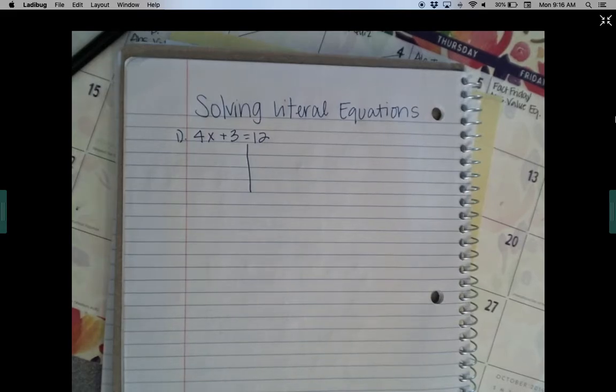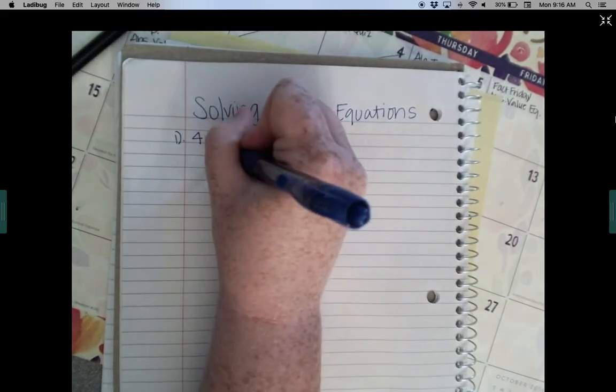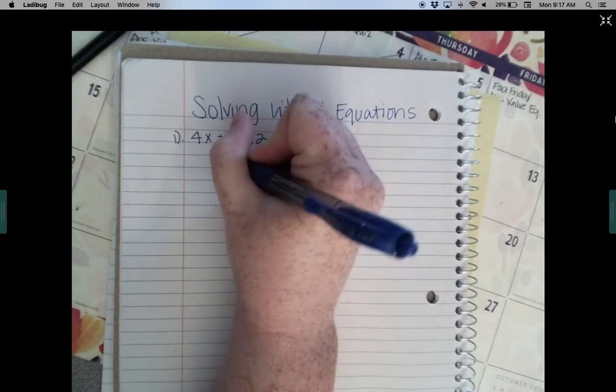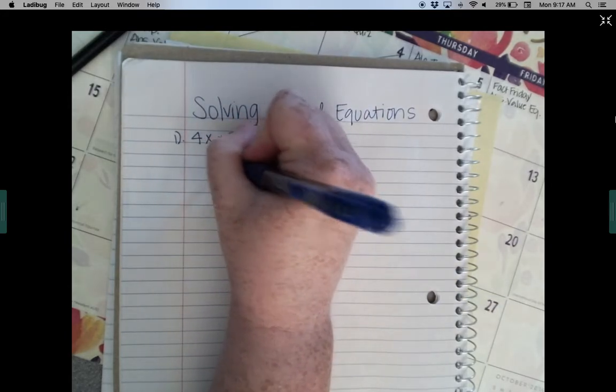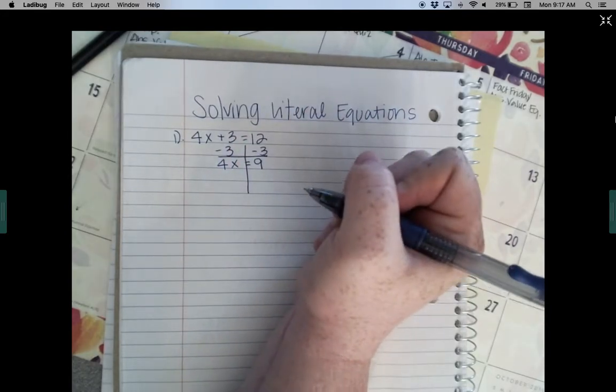So what do I need to do first? Peyton? Minus 3. Subtract 3, perfect. From both sides. So a positive 3 minus 3 is 0. So on the left I have 4x. 12 minus 3 is 9. So I have 4x equals 9.